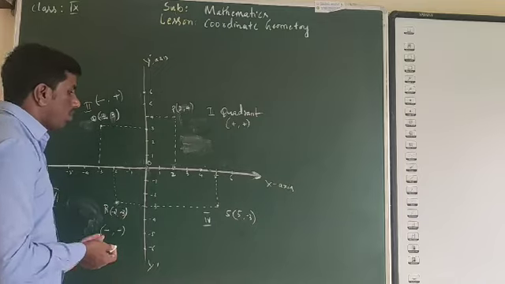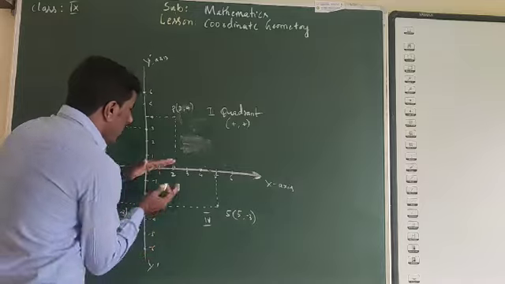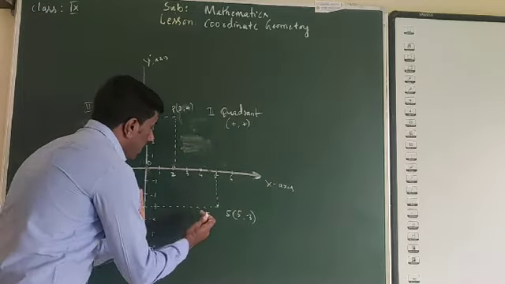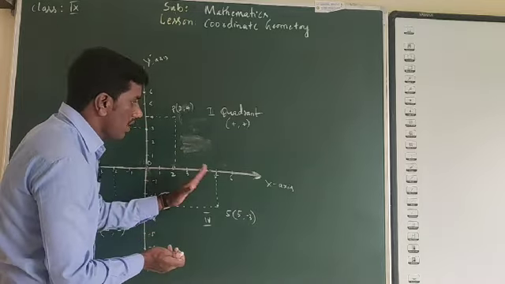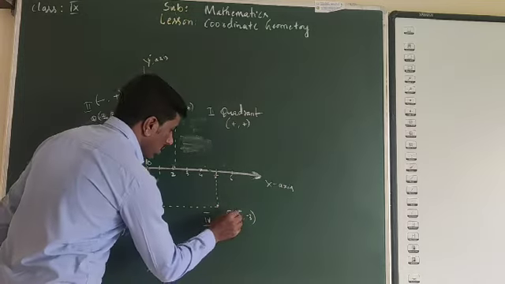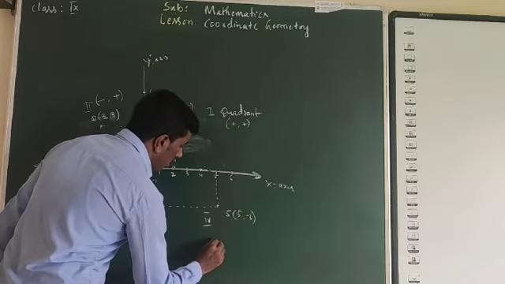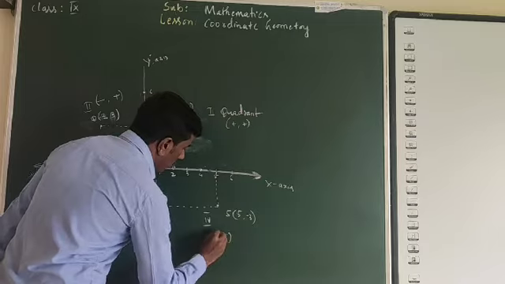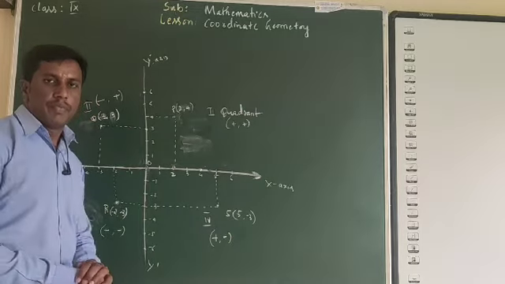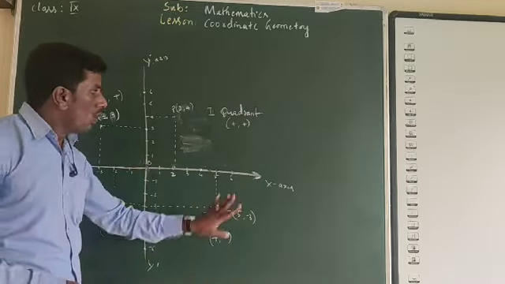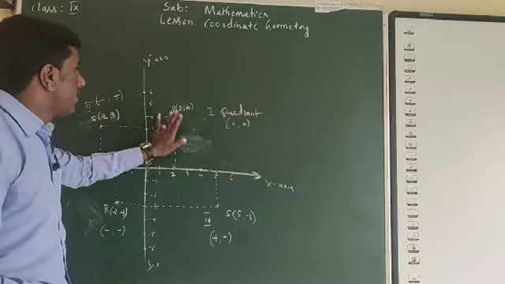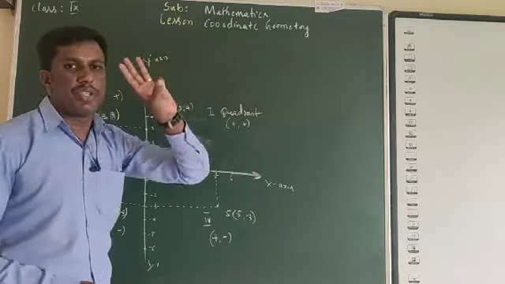The fourth quadrant will be enclosed between the positive x axis and the negative y axis. So x is positive, y is negative. So positive, negative. This is standard. Whatever point you take in the first quadrant, both coordinates will be on the positive side only.